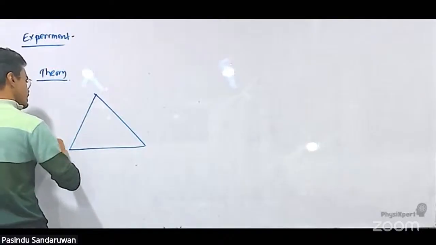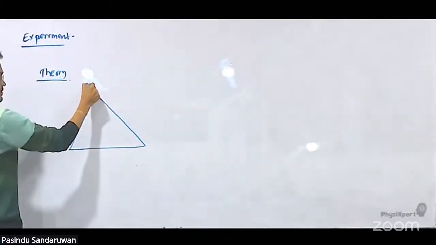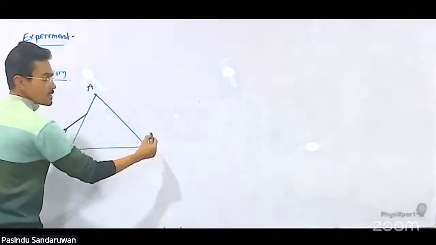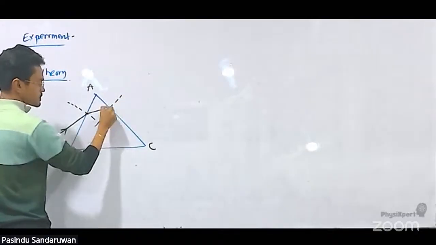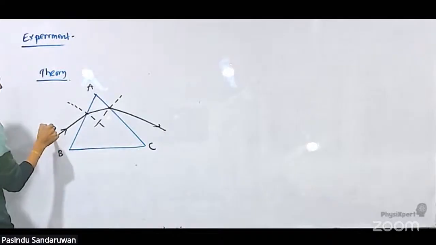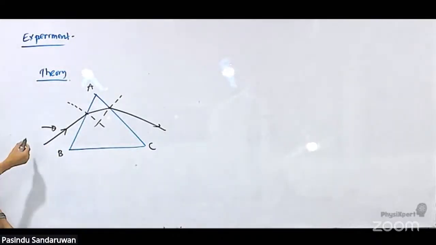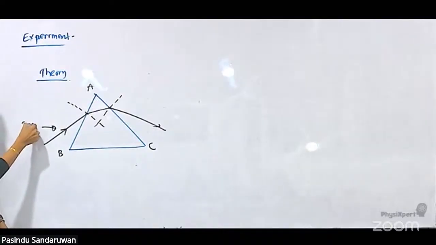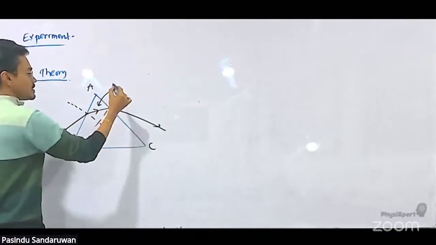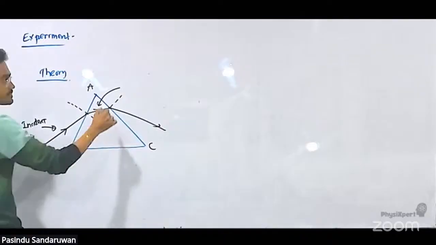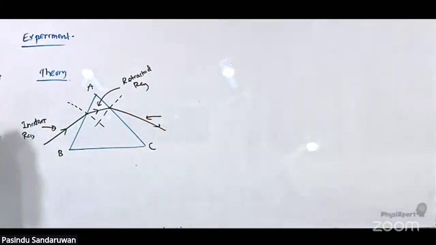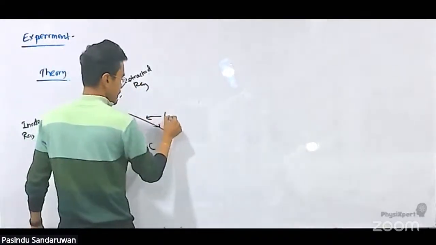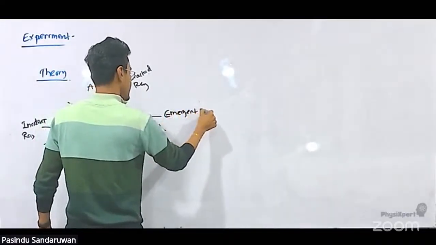Say a light ray, an incident light ray, falls onto this surface of the prism ABC, like this. So basically, it will follow this kind of a path. This ray is called the incident ray. This one is the refracted ray. This one is the emergent ray.